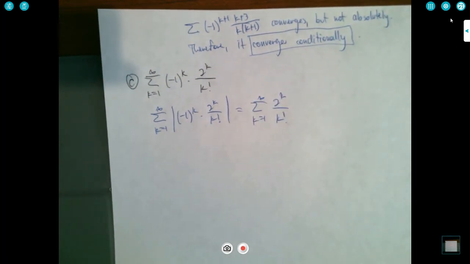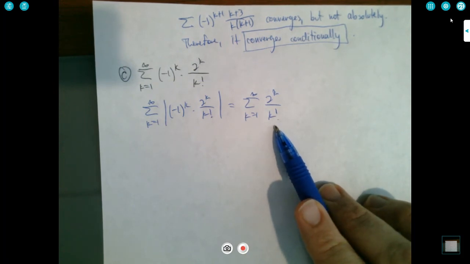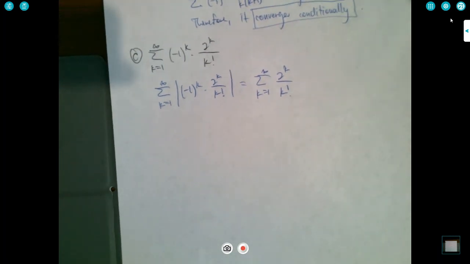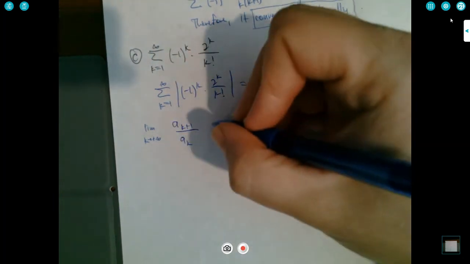Okay, and now this thing, to see if this thing converges, I see a factorial, and that just automatically in my mind means ratio test. You want to do the ratio test for sure. So let's do it. For the ratio test, we look at the limit as k goes to infinity of a sub k plus 1 divided by a sub k, right?